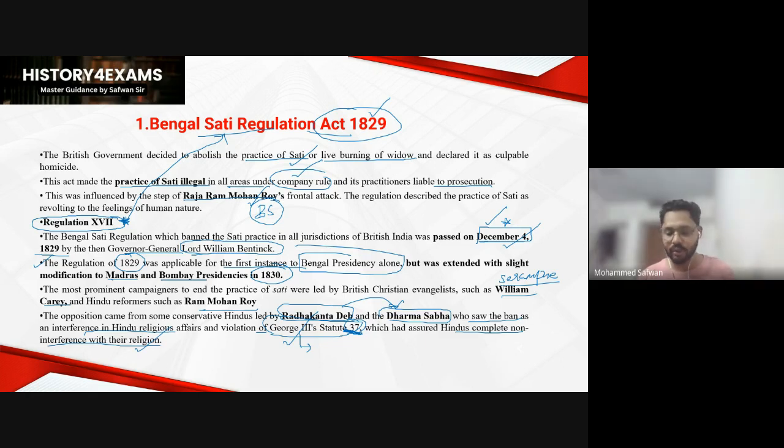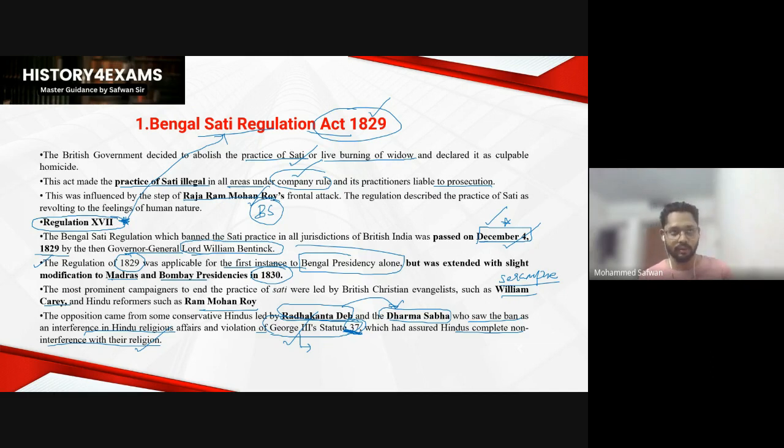Okay, the last point is very simple. We discussed about whom? Raja Ram Mohan Roy, William Carey. These were the very important personalities who supported this Bengal Sati Regulation Act 1829, or otherwise they criticized the practice of sati. So there came certain reaction from higher caste Hindus as well, the Orthodox Hindus under Radha Kanta Deb. And Radha Kanta Deb criticized Raja Ram Mohan Roy's attitude towards sati, and he criticized Raja Ram Mohan Roy's Brahma Samaj under Radha Kanta Deb's Dharma Sabha.